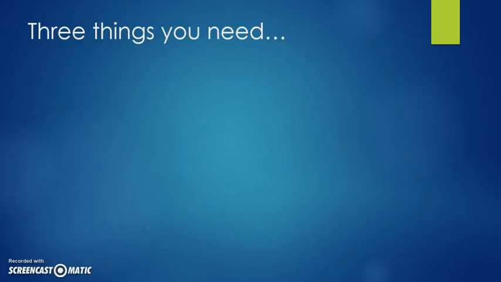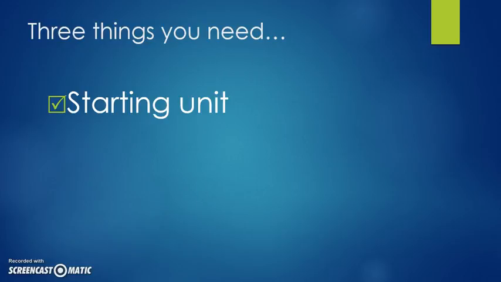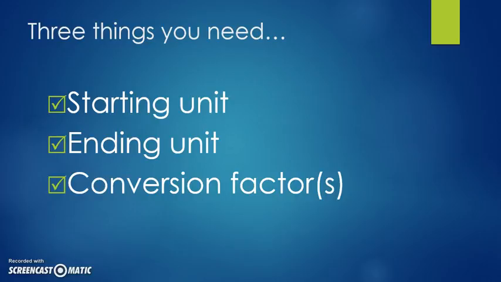For the factor label method, you need three things: the unit you're starting with, the unit you want to get to, and any conversion factors that you need to get there. Conversion factors are like translators. They get you from speaking in cups to speaking in tablespoons.